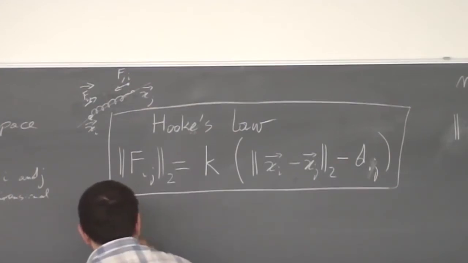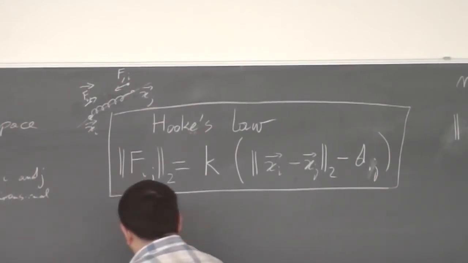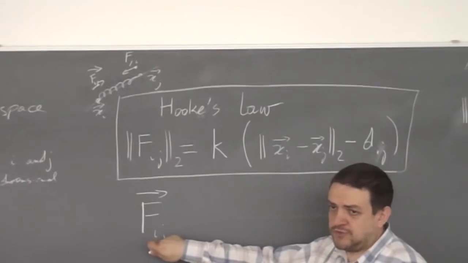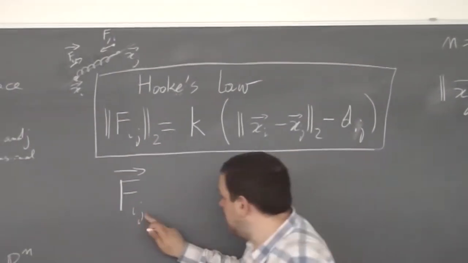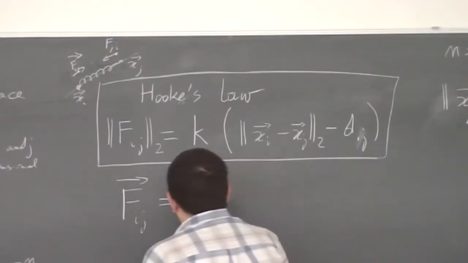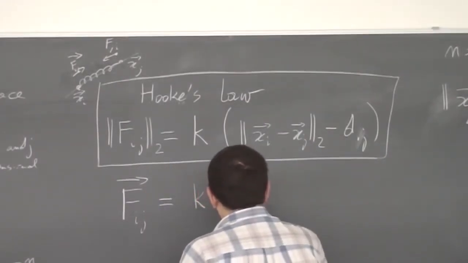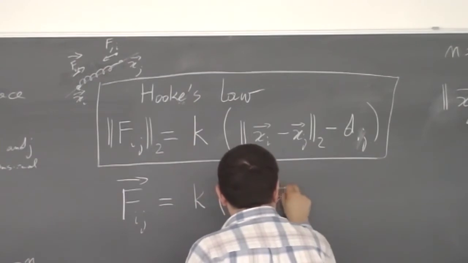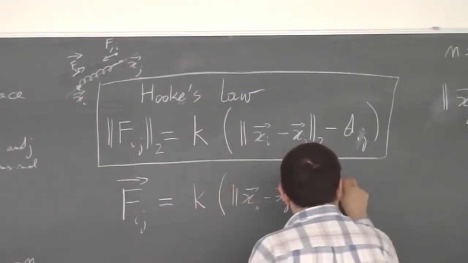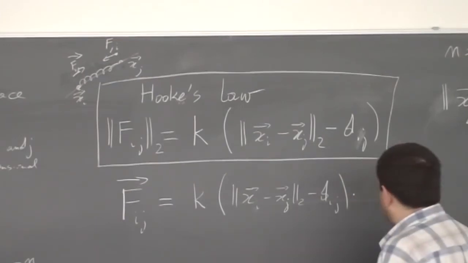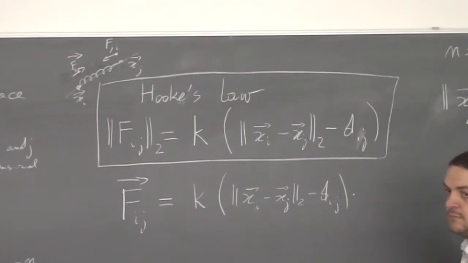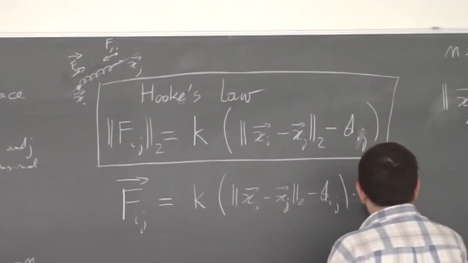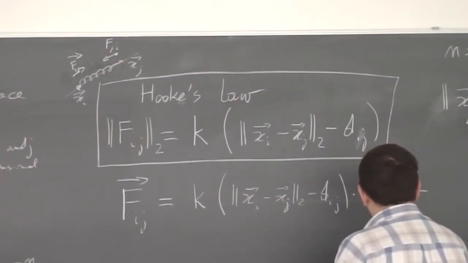So the force vector exerted on node I by the spring that connects it to node j is k times its modulo, times the unit vector from node I to node j, which is xj minus xi divided by their distance.